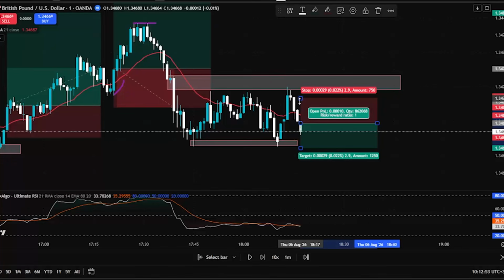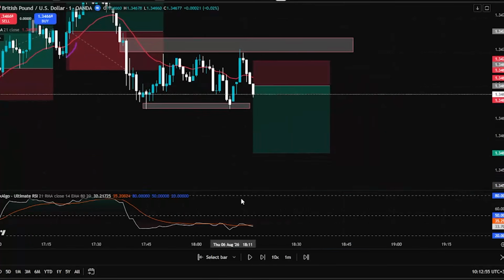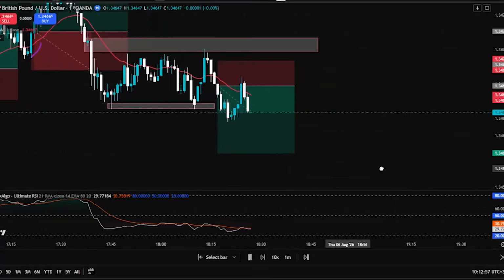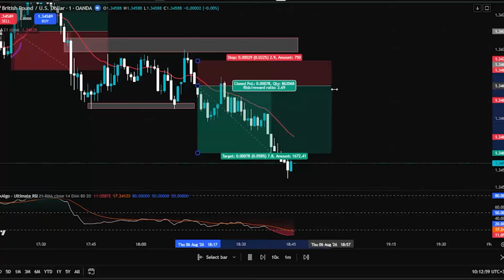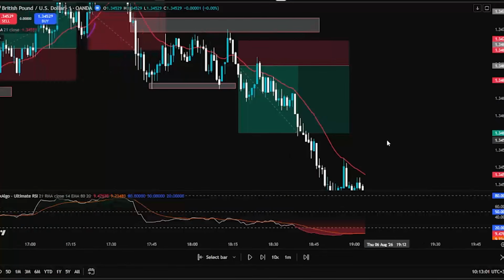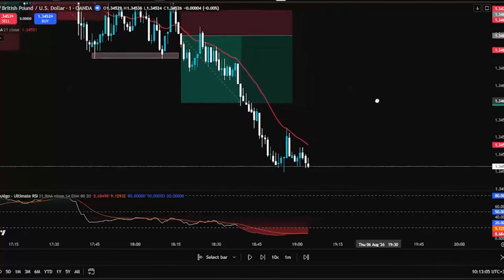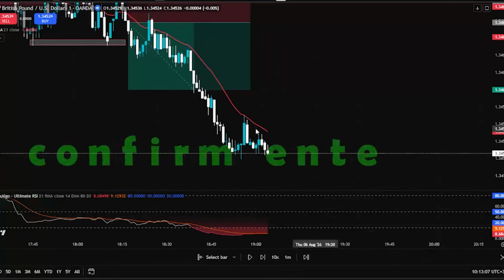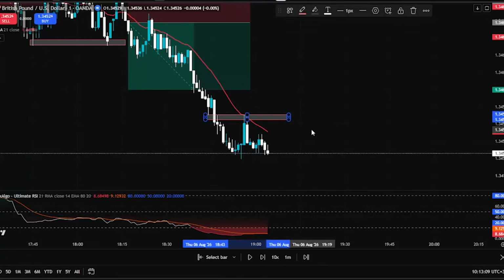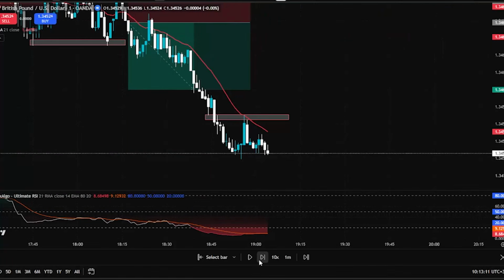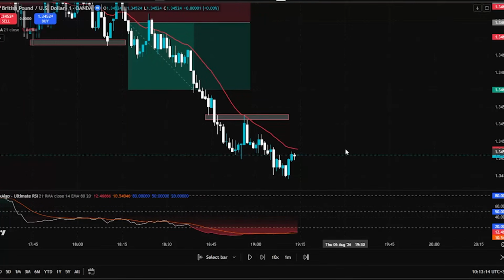After going through multiple examples, we can see the main strength of this strategy. It is not trying to predict every market move. Instead, it waits for 2 things. First, EMA 21 gives us the direction. Second, ultimate RSI confirms the momentum. This combination helps remove many low-quality entries that happen when traders use only one indicator.